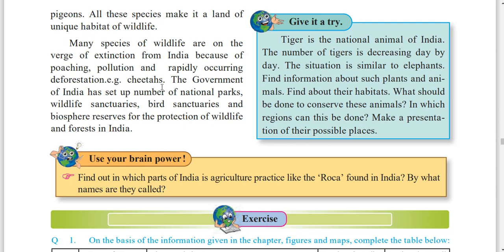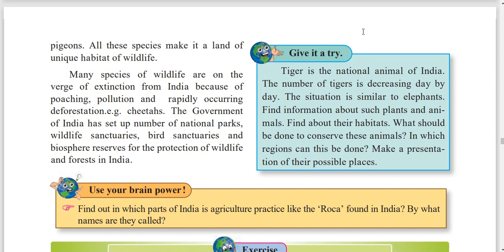For example, cheetahs. The government of India has set up a number of national parks, wildlife sanctuaries, bird sanctuaries, and biosphere reserves for the protection of wildlife and forests in India.